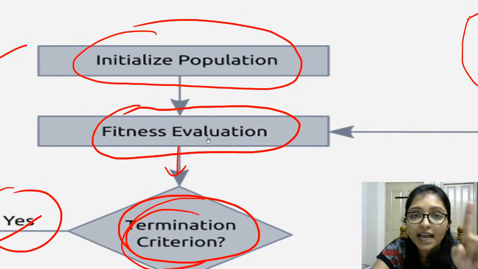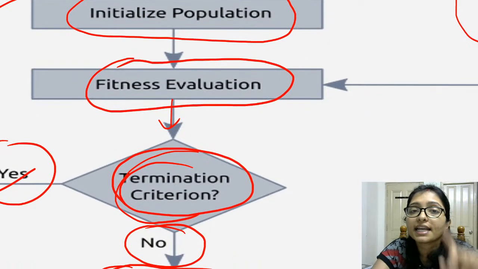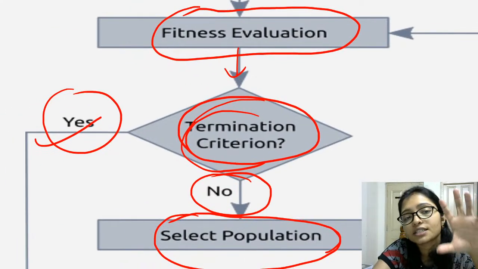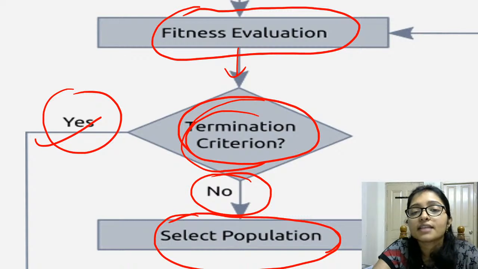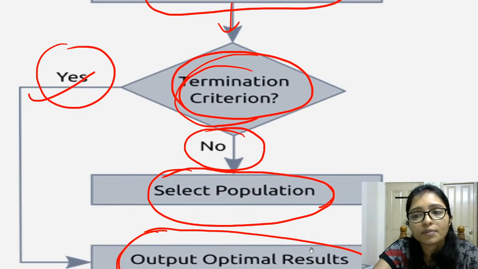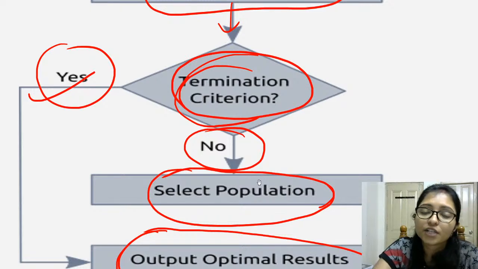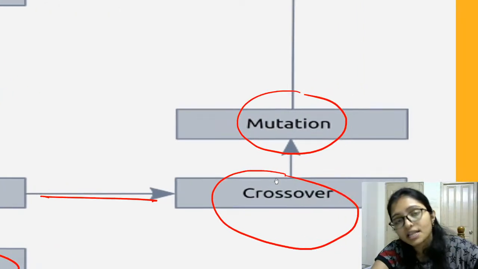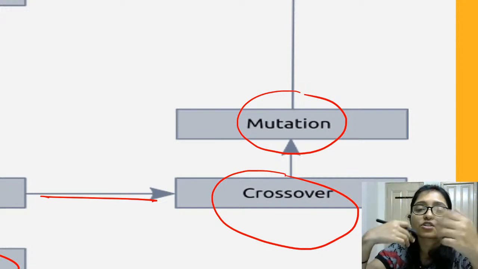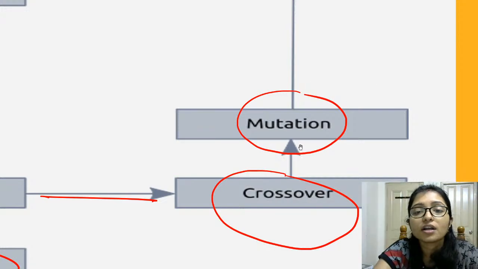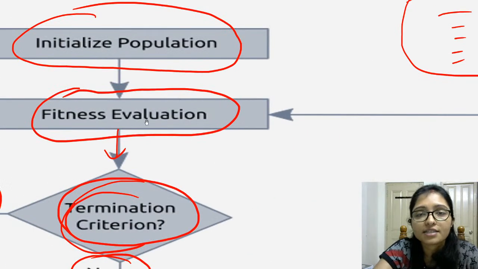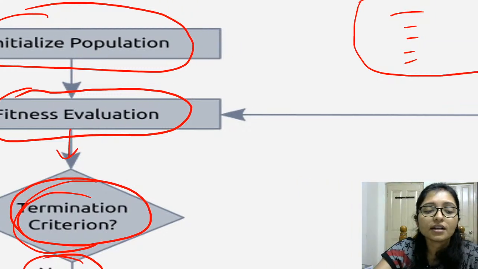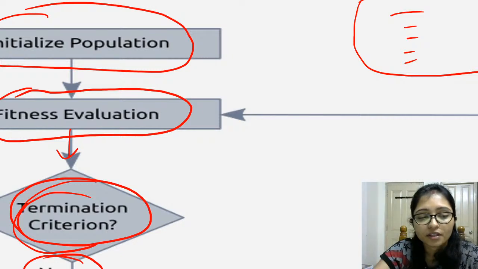First is initialize the population, next is fitness evaluation, next is the termination criteria. If the criteria is satisfied, then it goes to the final output, the optimal result. Otherwise it goes again to select population and does the crossover, like 0 1 1 0 crossover, and mutation goes on, and again it comes to fitness evaluation. Again and again crossover goes on and finally it selects in that way.